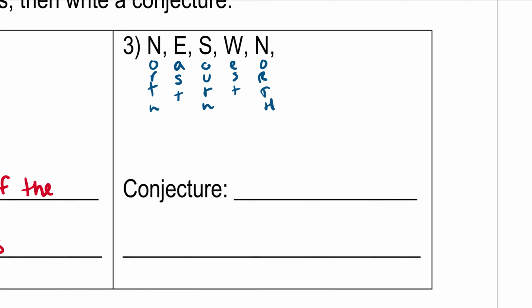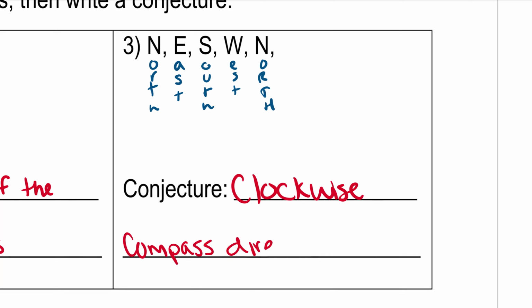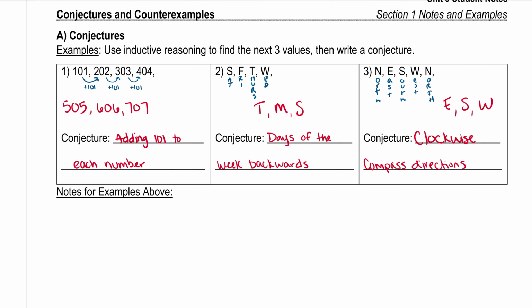It's just as long as what you say makes sense to the pattern, that's okay. So these are compass directions in clockwise. So I'm going to put clockwise compass directions. Okay, so I'm going in a clockwise manner. I'm going directions on a compass. So my next three would be E, S, W. Okay, and that's it for A, conjectures.